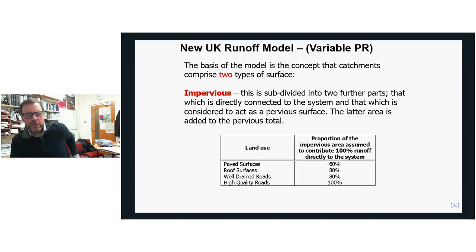So using the UK model, the catchments are comprised of 2 types of surface. Impervious, which is subdivided into 2 further parts: that which is connected to the system and that which is considered to act as a pervious surface. The latter area is added to the pervious total.